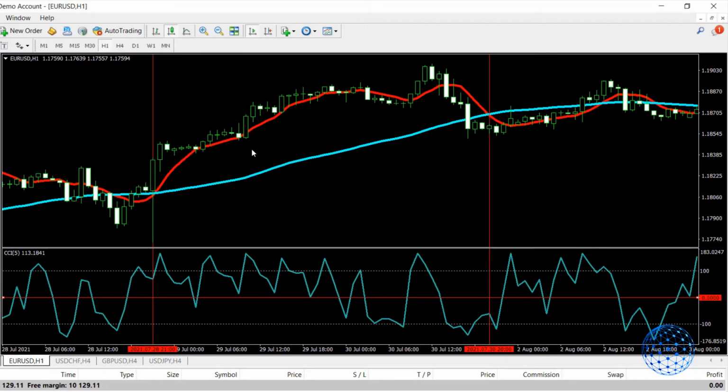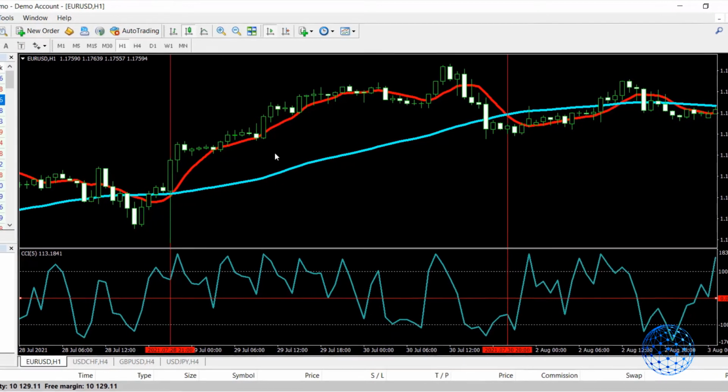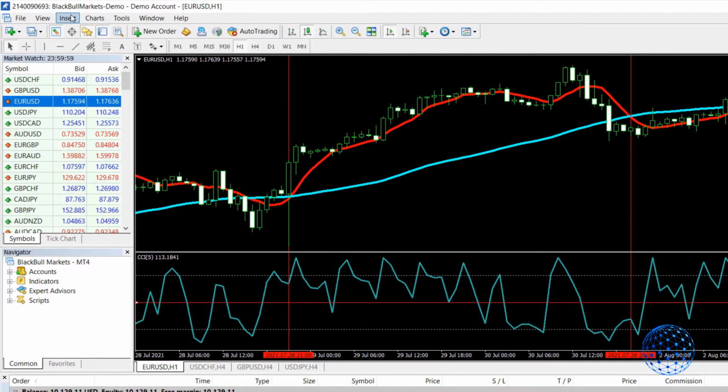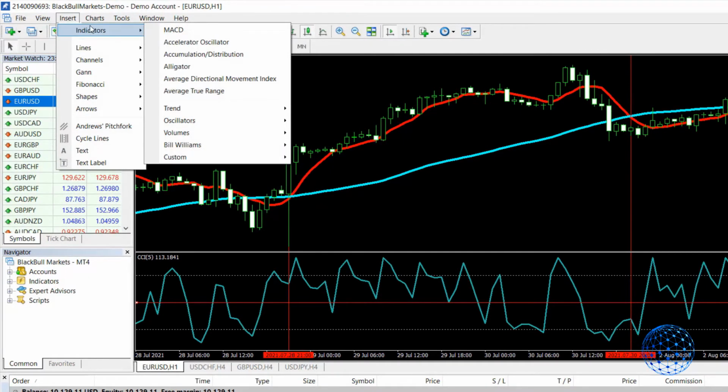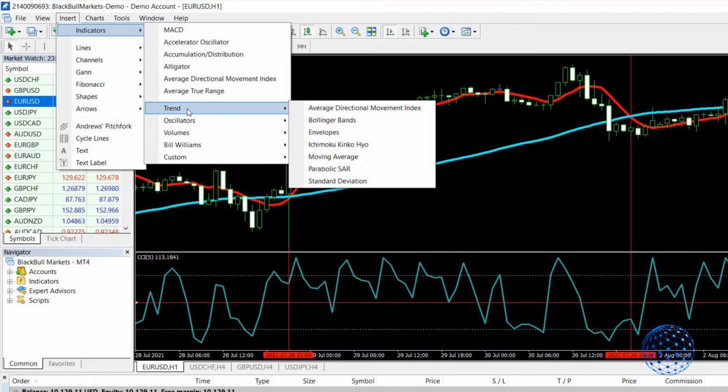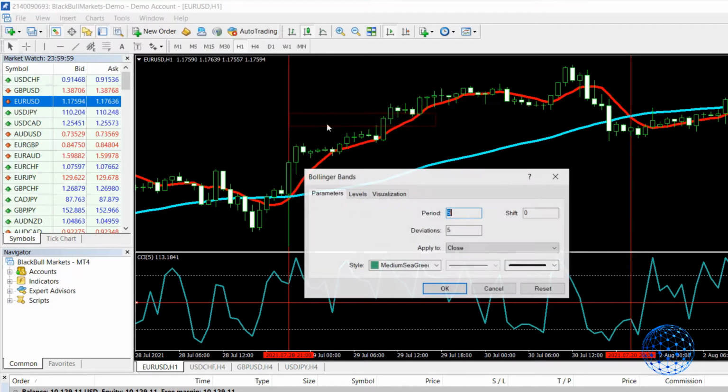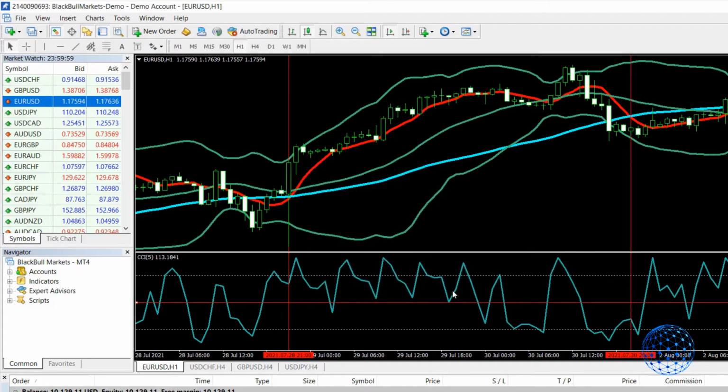For this strategy, which I said is probably the best forex trading strategy for euro dollar that I'm using currently, I will insert one more indicator called the Bollinger Bands, and it is available in the trend indicators. Here it is. As period I will be using 23, as deviation I will be using 2.3, and I will click on OK.